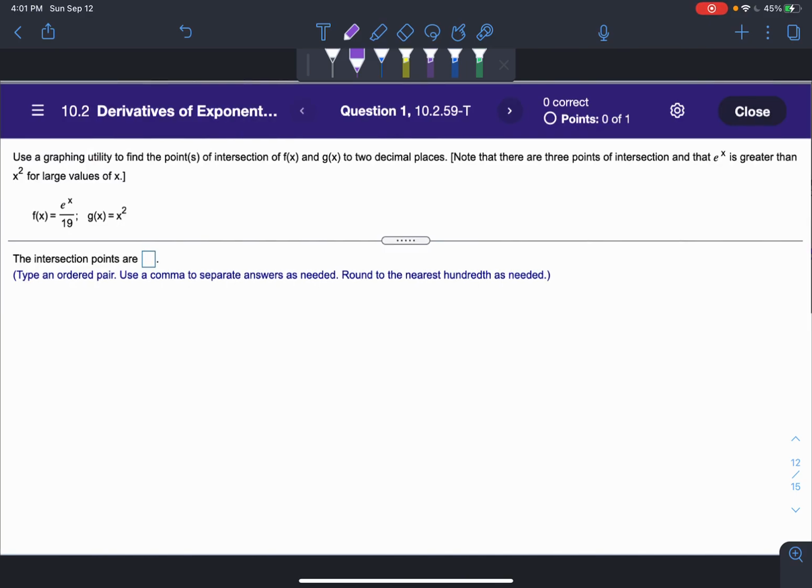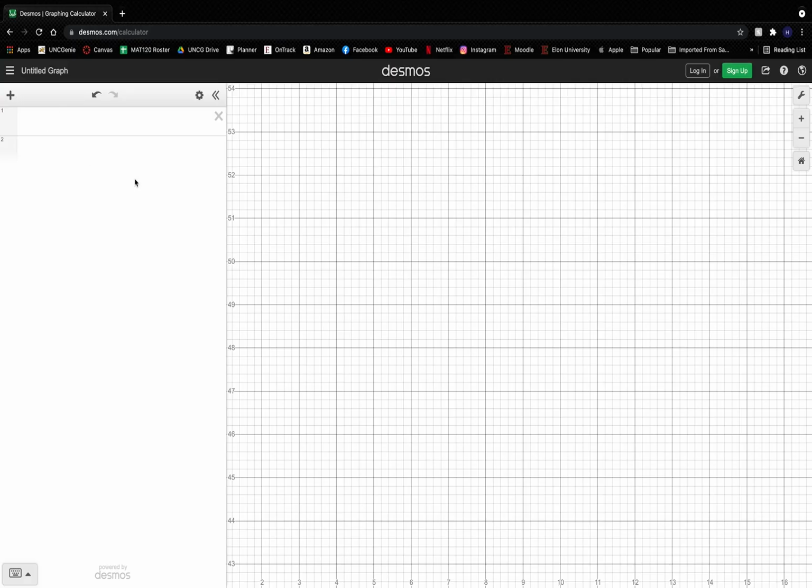Okay, so this one's asking about points of intersection for f and g using a graphing utility. So I'm going to move over and use Desmos, which is an online free calculator for you to use. Okay, so this is Desmos. It's online, desmos.com/calculator. I'll also include a link in the video description.